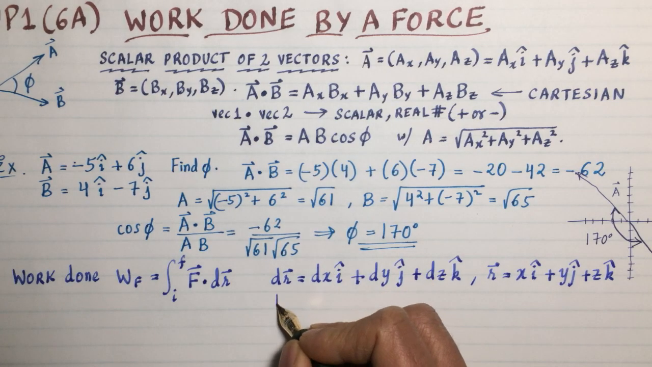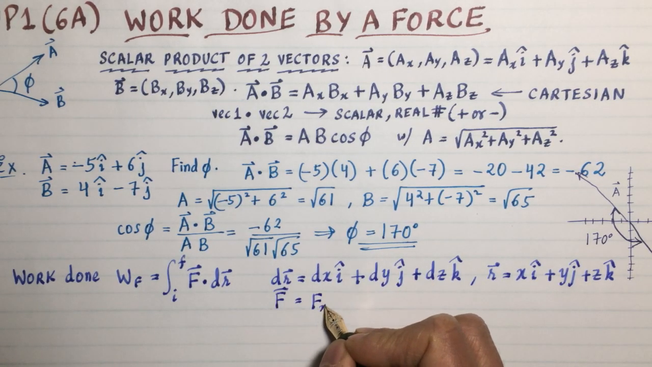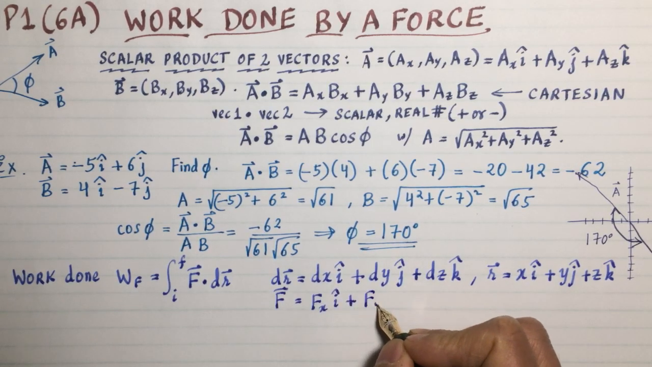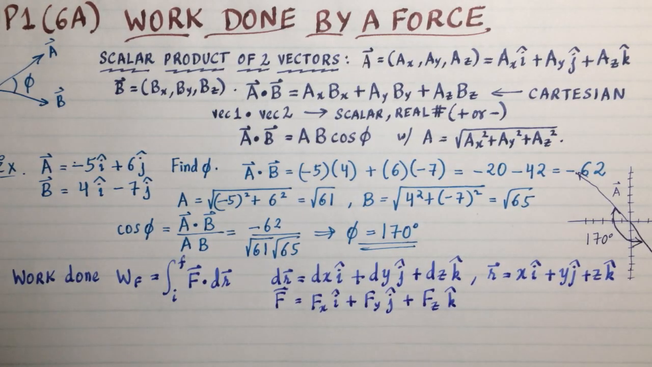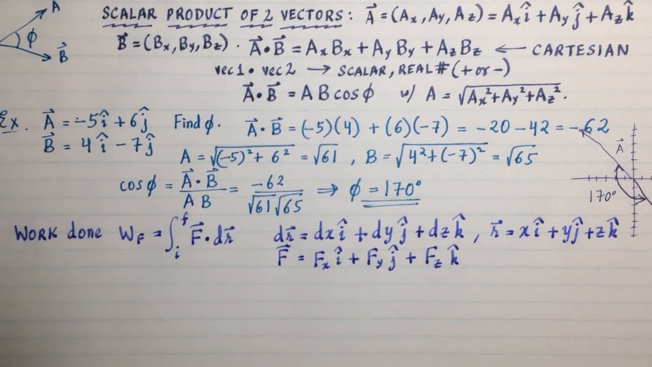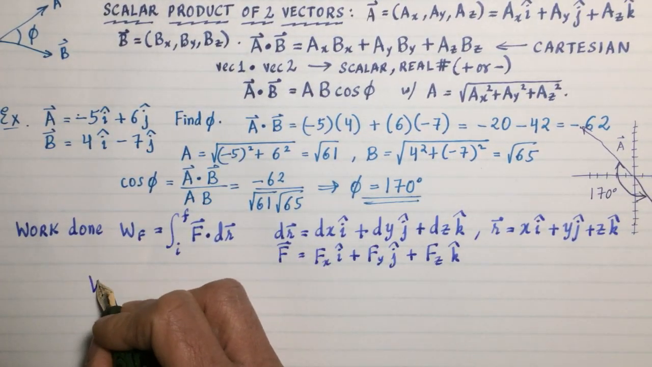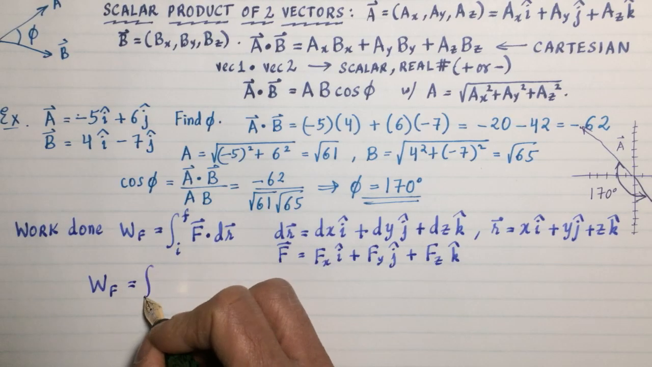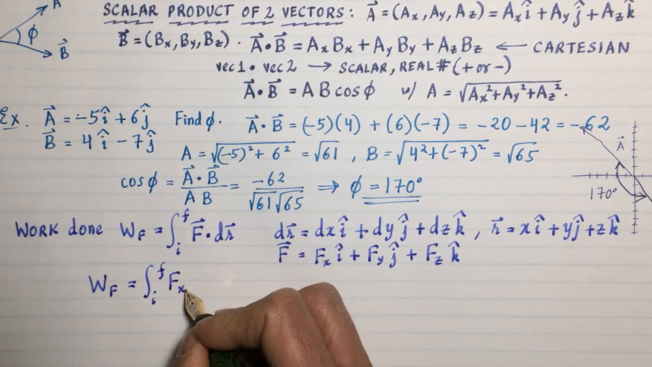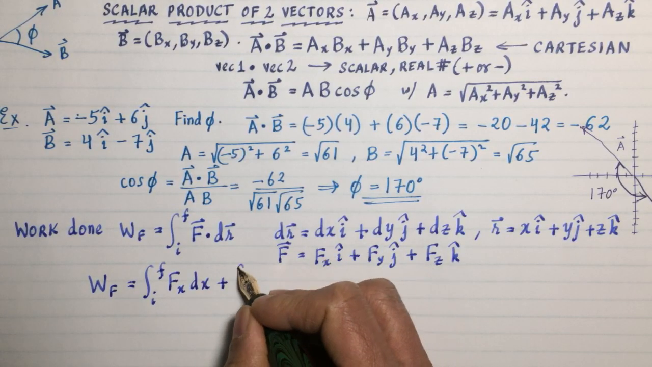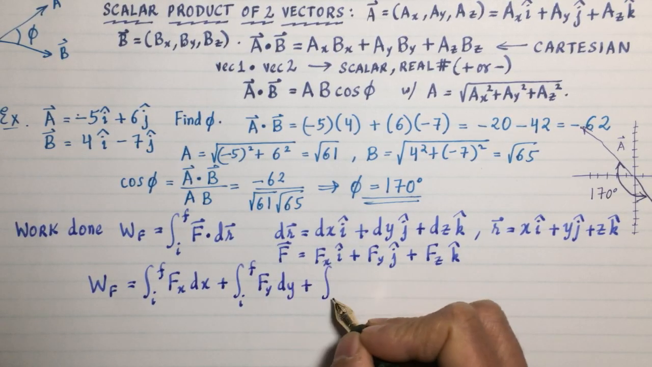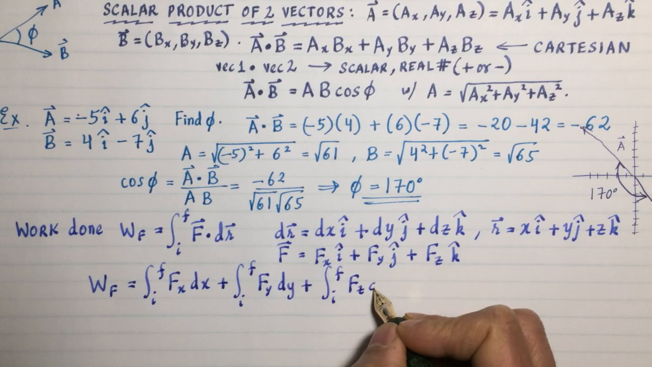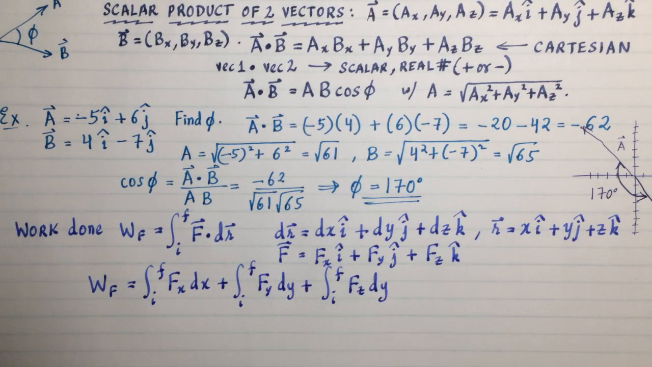So that's the dr, and similarly the force F can be written as x component i hat plus y component j hat plus z component k hat. And so by the definition of the dot product that we looked at above, I can simplify the formula. It's just the integral from i to f of Fx dx plus the integral from i to f of Fy dy plus the integral from i to f of Fz dz. And if you calculate these 3 separate integrals, you have calculated the work done by a force.